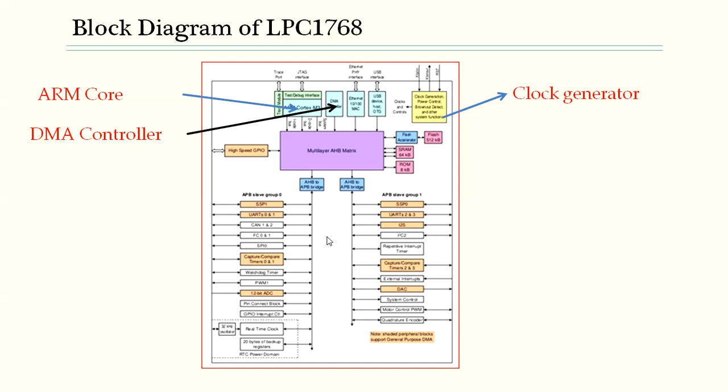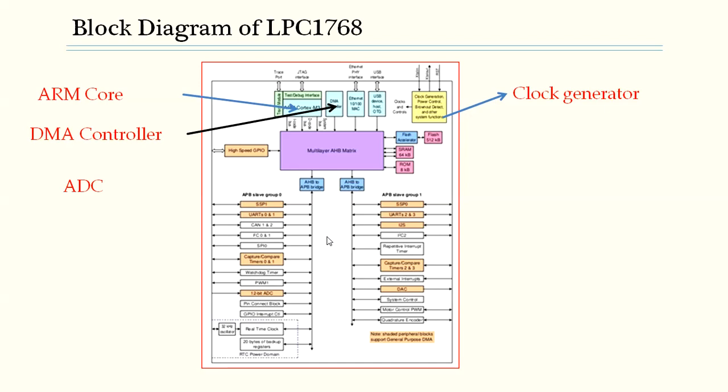The next block that we have is the clock generator. The clock generator is responsible for generating the clock for all the internal blocks, the peripherals, the processor, as well as for the GPIOs and so on. The clock generator generates different clock speeds because the processor works at a very high speed while the peripherals work at a low speed.